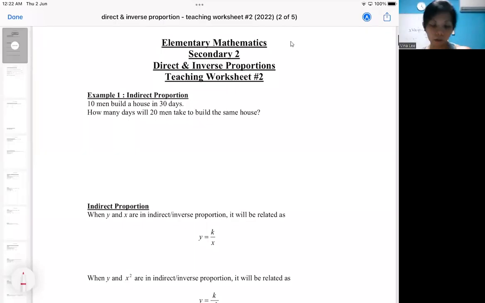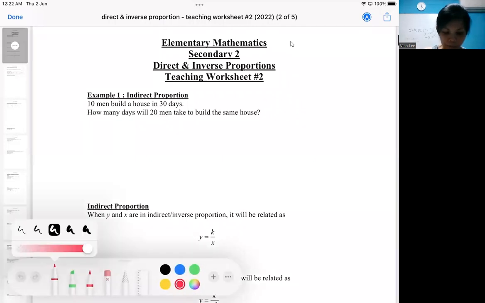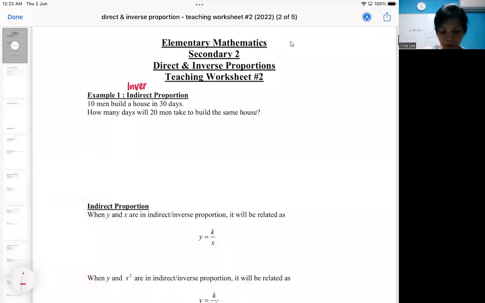Now that you already know the idea of a direct proportion, we are going to investigate the idea of inverse proportion, or what we call indirect proportion. They refer to the same thing. This example is a very simple idea of inverse proportion. It's a very primary school question.